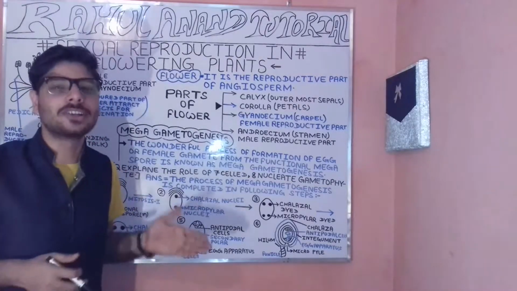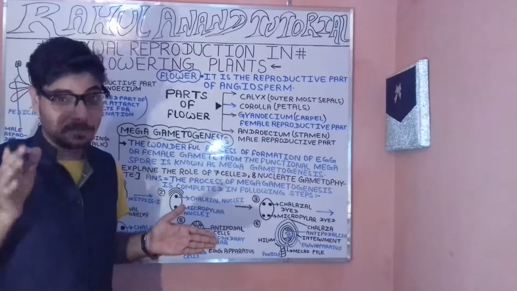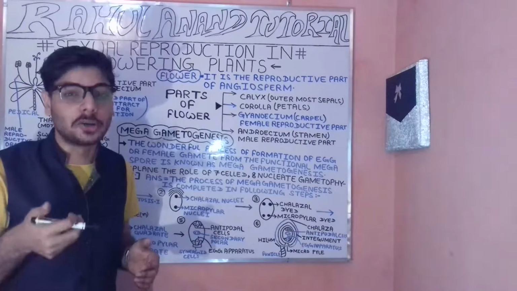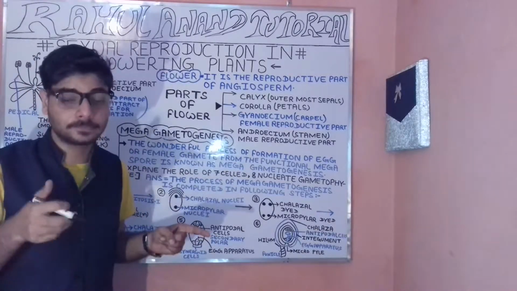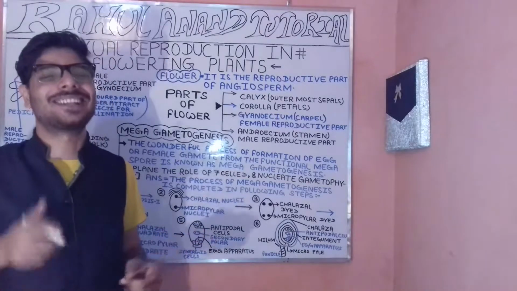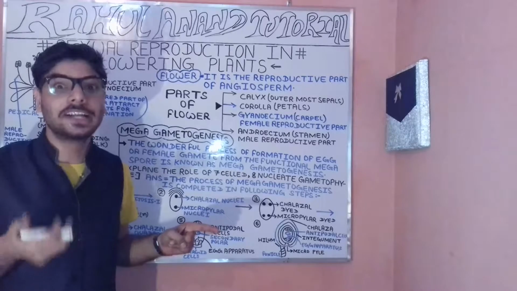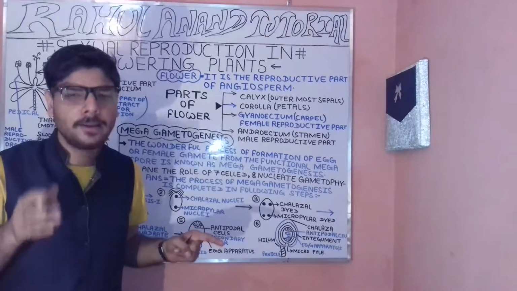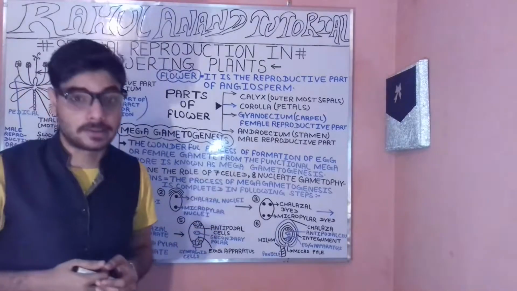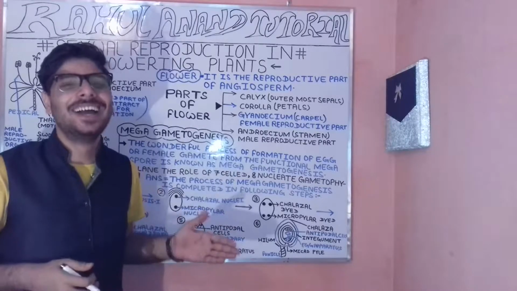The androecium is the male reproductive part, and its units are the stamens. After that, you have the gynoecium. The gynoecium is the female reproductive part, and its units are the carpels.